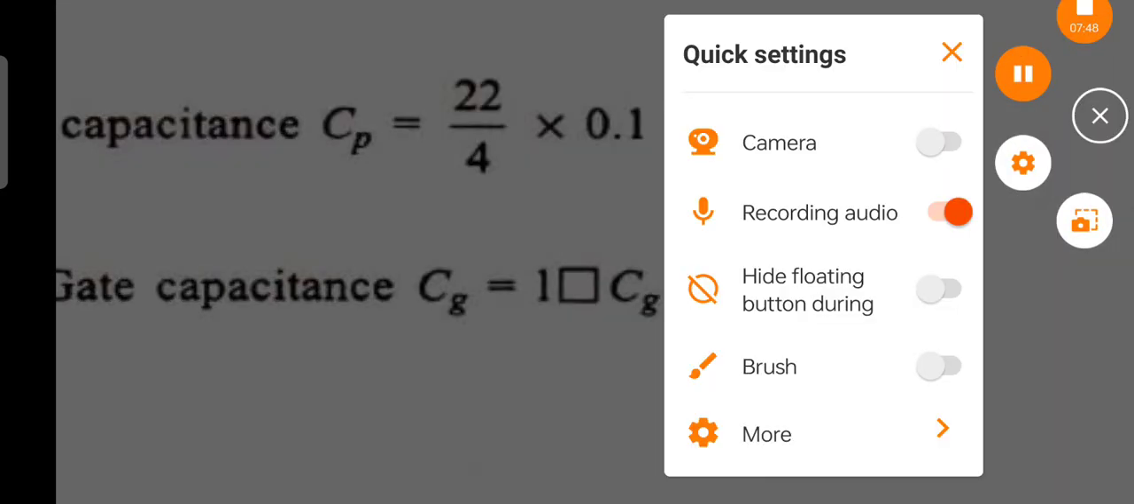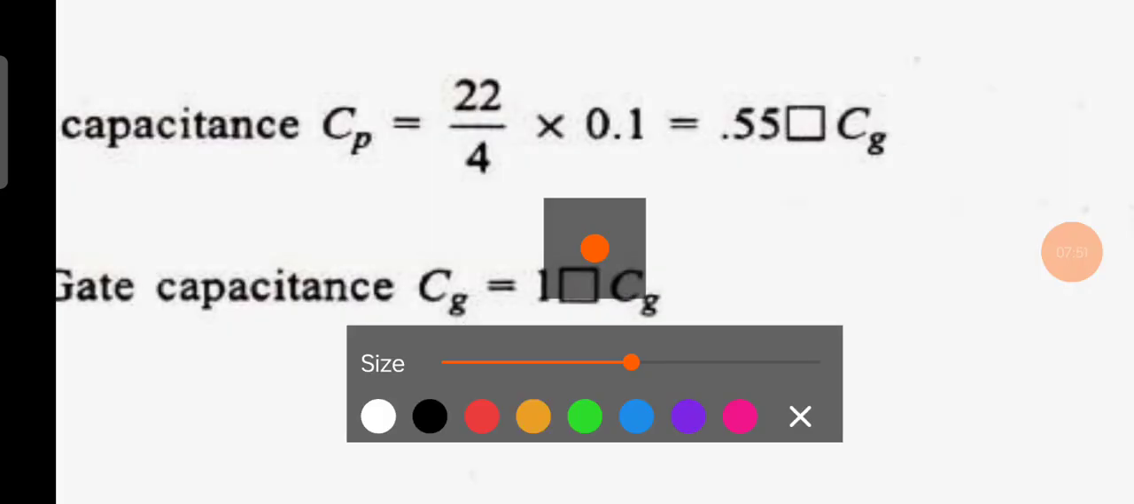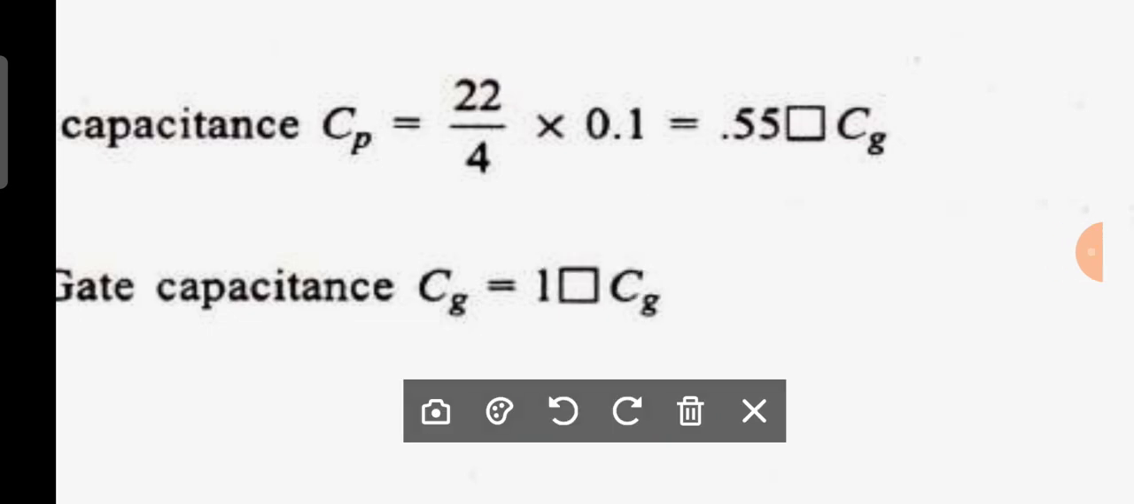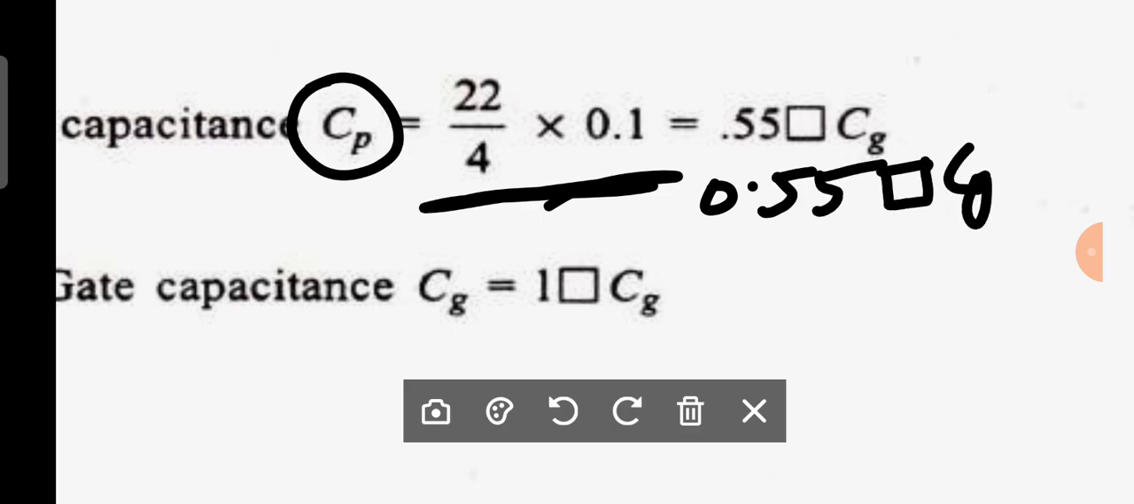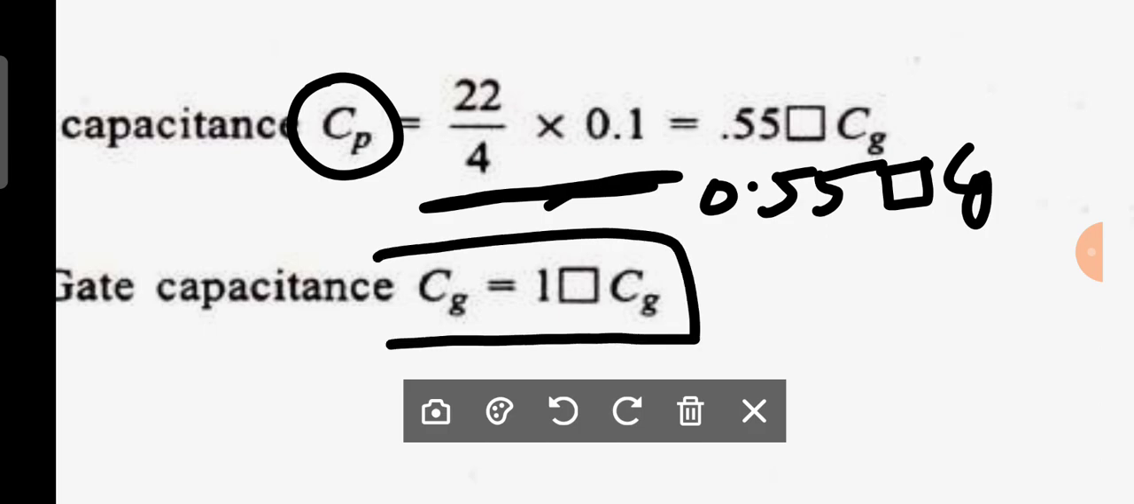The relative C value, you can observe that 0.1 standard unit of gate capacitance. Is it clear? Therefore, after multiplying this, you can get the capacitance of polysilicon, that is 0.55 standard unit of gate capacitance. Okay, and finally, what is the remaining one? We are having a transistor. Therefore, we are having a transistor. Then what is the capacitance of the transistor? In a sense, 1 standard unit of gate capacitance.